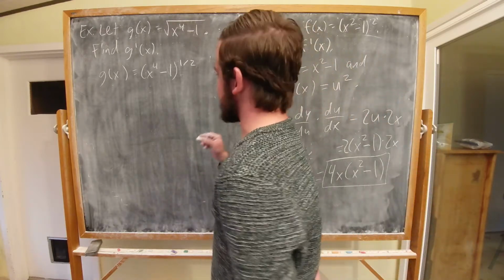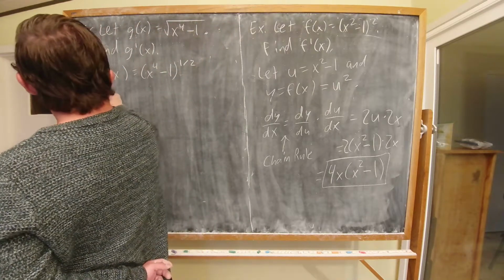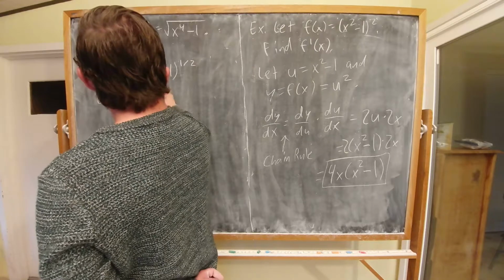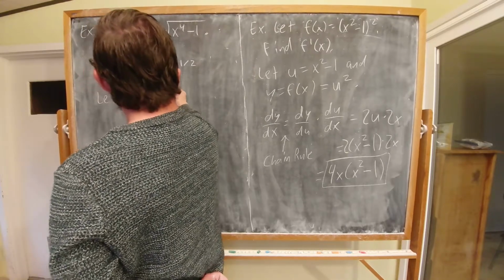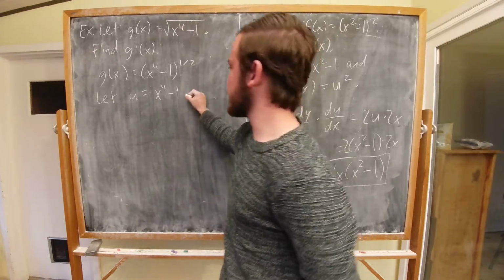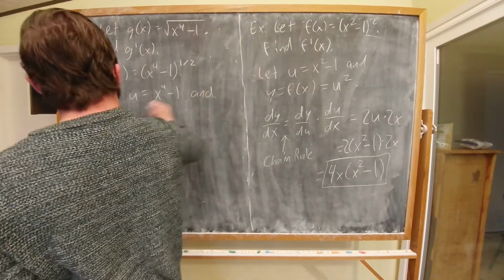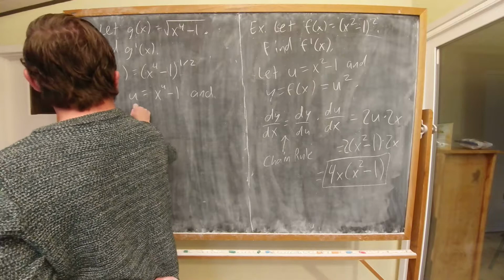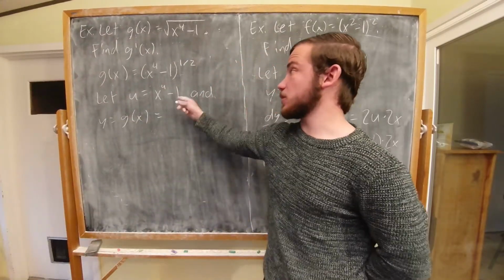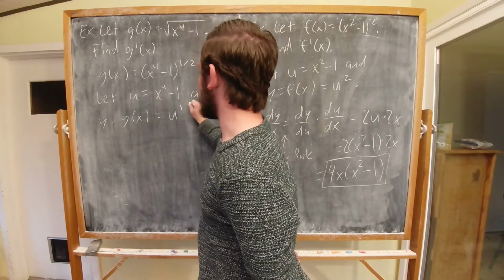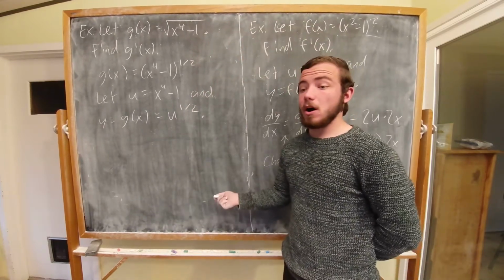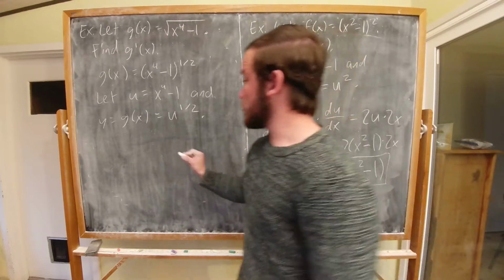Now, I'm going to use the second method. Let u equal x to the 4th minus 1. So u is our inside here. And y equals g of x. But g of x is just u to the 1/2 power. Great.